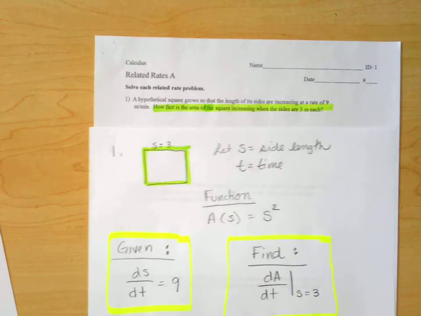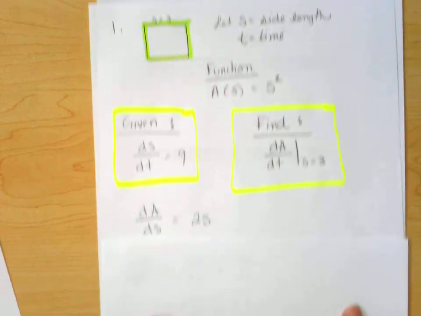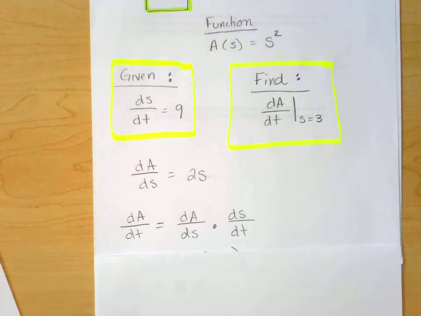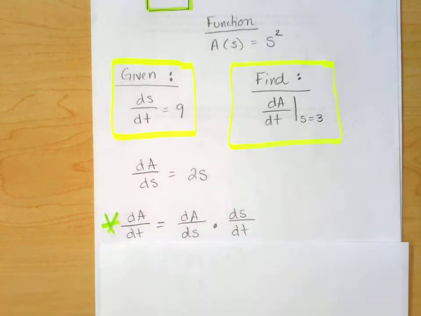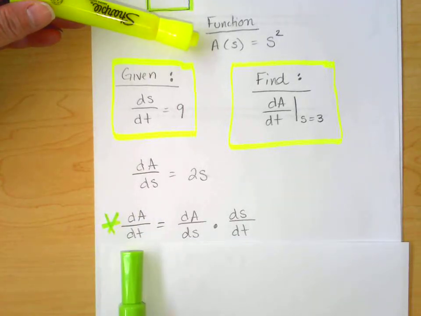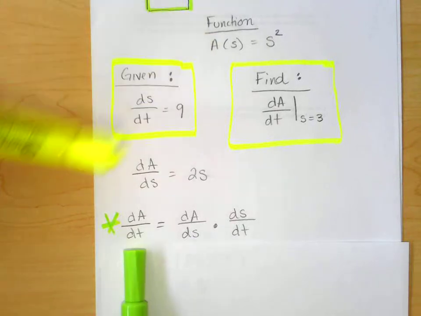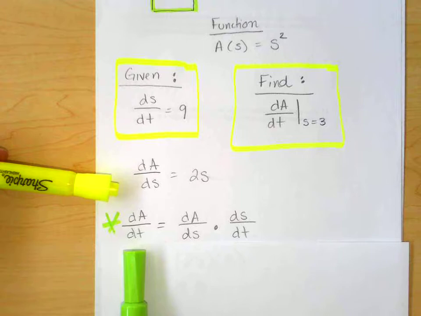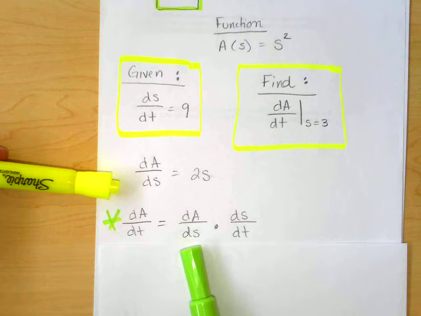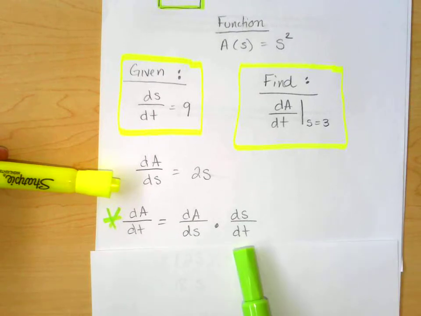So let's write out what we're going to work through. We want to find the derivative of the area with respect to time. Now you'll see from the function we have area with respect to S, and we want the derivative of the area with respect to t. So it's not asking us to find dA/dS, it's asking us to find dA/dt. So to do that, I'll find the derivative of the area with respect to S and multiply that by the derivative of S with respect to t.